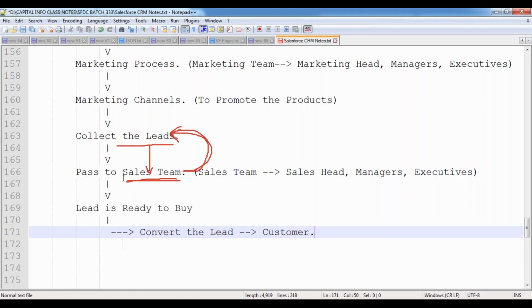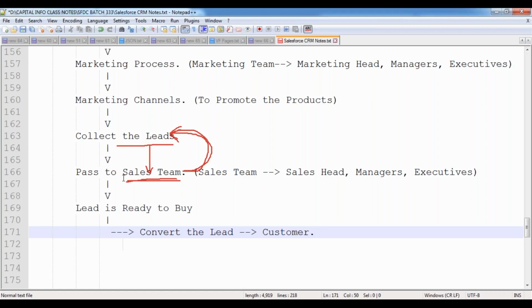Till now, he is our lead. That means the person just showed interest in our product. But now he is my customer because he is going to be purchasing my product. He is ready to buy my product. So I would like to convert that lead as our customer. We need to convert that lead as a customer.